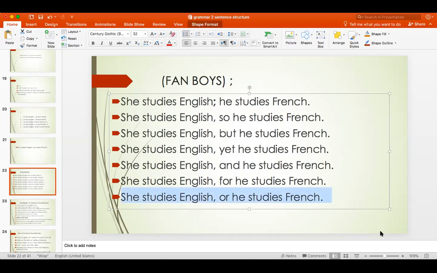Let's assume, with the financial crisis here in Gaza plaguing the people, families are unable to pay fees for their daughters and sons. So if the father is talking to the mother and they only have money to send one of the kids to university, the man will be saying, she studies English or he studies French. So he's giving an option here.